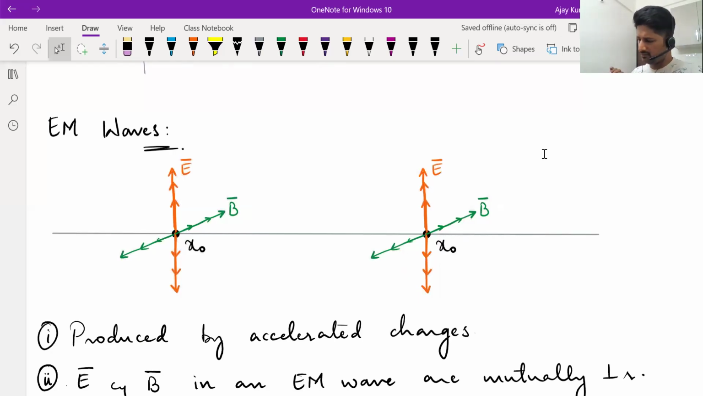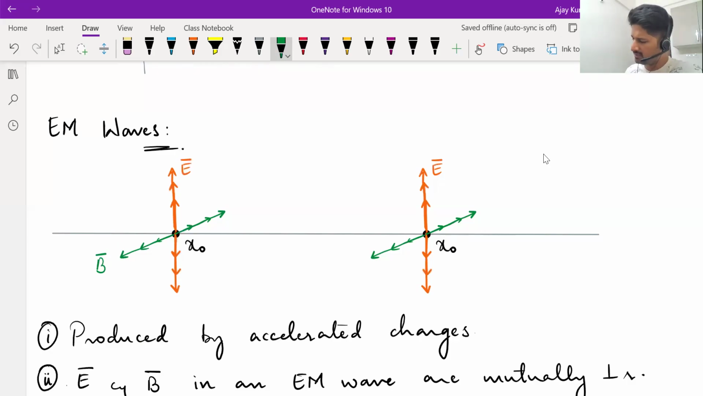I took electric field in the y direction, magnetic field in the z direction. I could have taken it whichever way I want. I'll write B on this side. So when electric field is in the positive y direction, magnetic field is in the positive z direction. And if you take y cross z, you will get x, positive x.